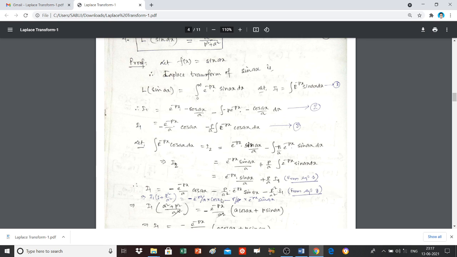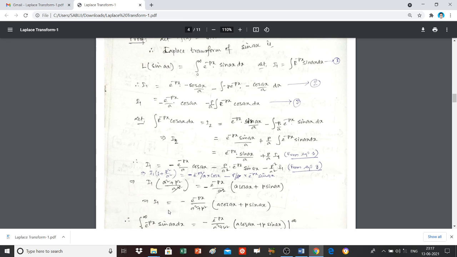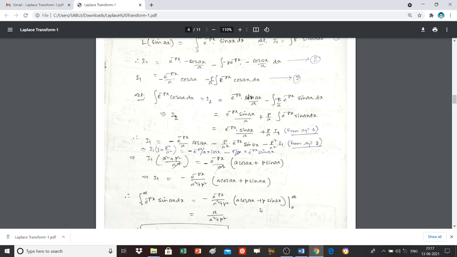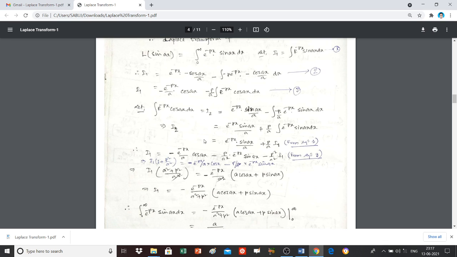Take this as a common term, e to the minus px by a square. Then the left term will be a cos ax, and from here plus p sin ax, the negative sign is taken here. So a square will cancel out. So I1 is equal to minus e to the minus px by a square plus p square, a cos x plus p sin x. The integration limit was 0 to infinity of e to the minus px sin ax dx, which equals minus e to the minus px by a square plus p square, a cos x plus p sin x, from 0 to infinity. Just use the limit.